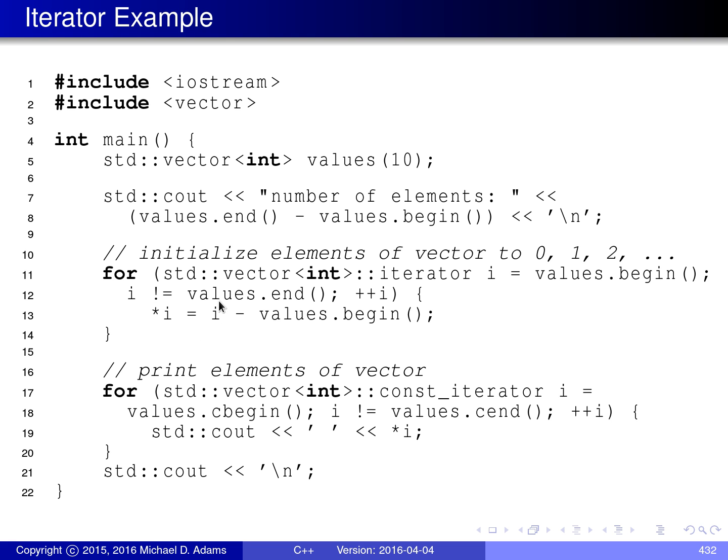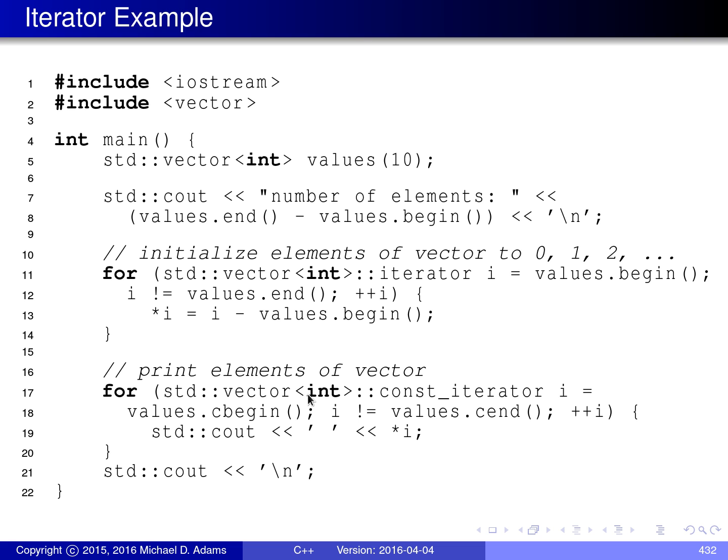The second time through the loop, I will have been incremented once. So when we take the difference between I and values begin, there will be one element that separates these two values in the iteration order. In other words, the iterator I and the iterator begin. So the second time through the loop, I minus values begin will be equal to 1. And then the next time through the loop, it will be equal to 2, and then 3, and then 4, and so on up to 9 in the last iteration. And each time we're assigning the value to star I. So in effect, as this loop iterates and runs, it's going to initialize the elements of the vector to have the values 0, 1, 2, 3, 4 up till 9.